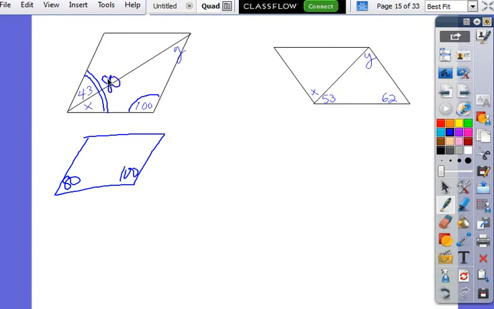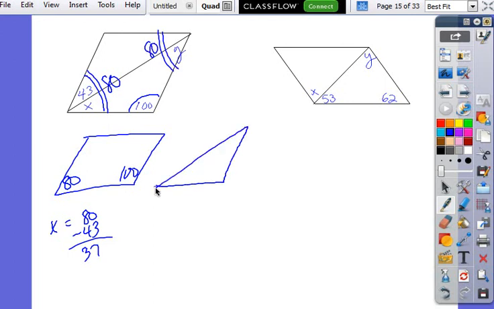In order to find X, I'm going to say 80 minus the 43 that's already there. So X would be 37. Does that mean the other one equals 37? No, because this whole corner would equal 80, sure, but that's not what I'm looking for. I'm looking for Y. So look at this. Pretend I'm looking at my triangle. I've got an X, 100, and a Y. X is 37, and they have to equal 180. So I put in 37, and both those added up together is 137. So 180 minus 137 is 43.